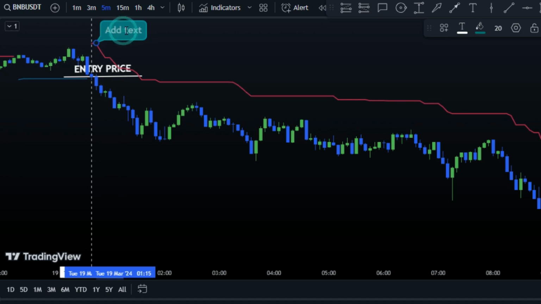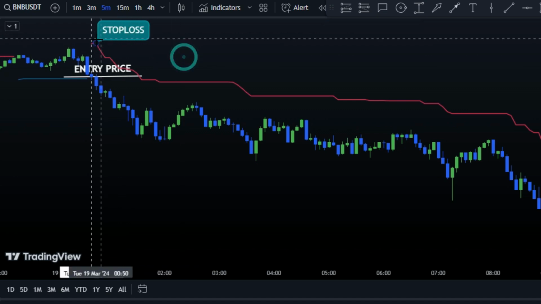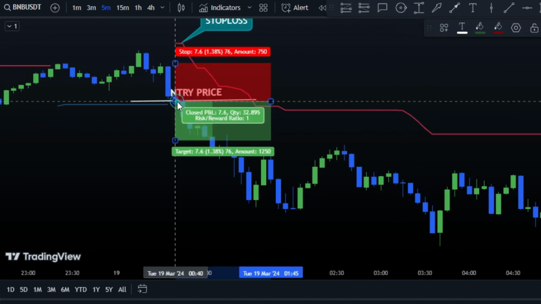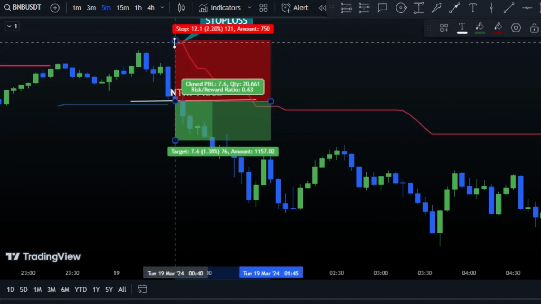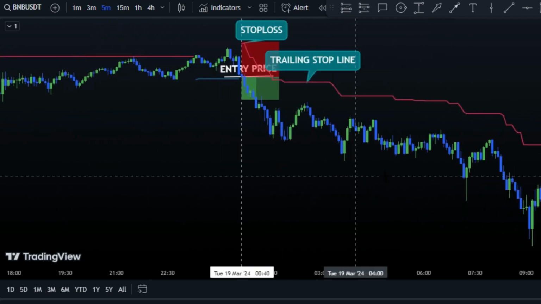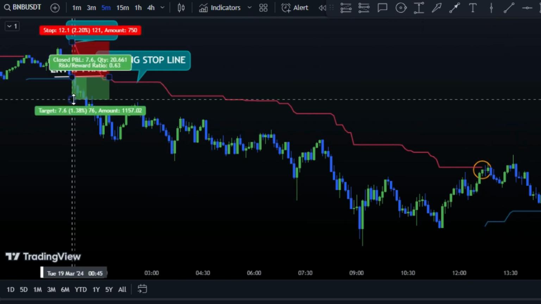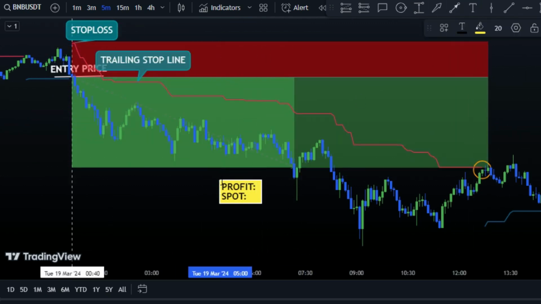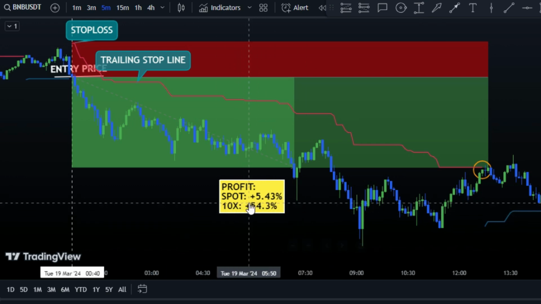Remember to set your stop loss at the ATR line to manage risk. And to exit the trade, simply trail the stop loss using the ATR stop loss line until the price intersects with it. In this example, following these sell trade rules resulted in an impressive 54% profit.